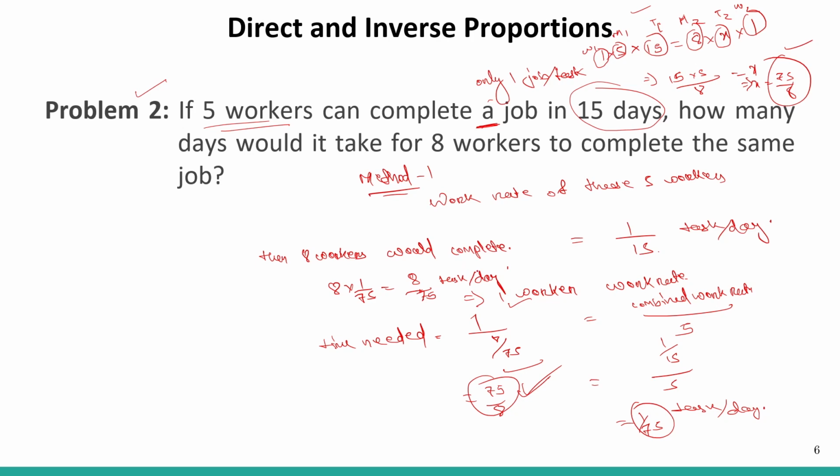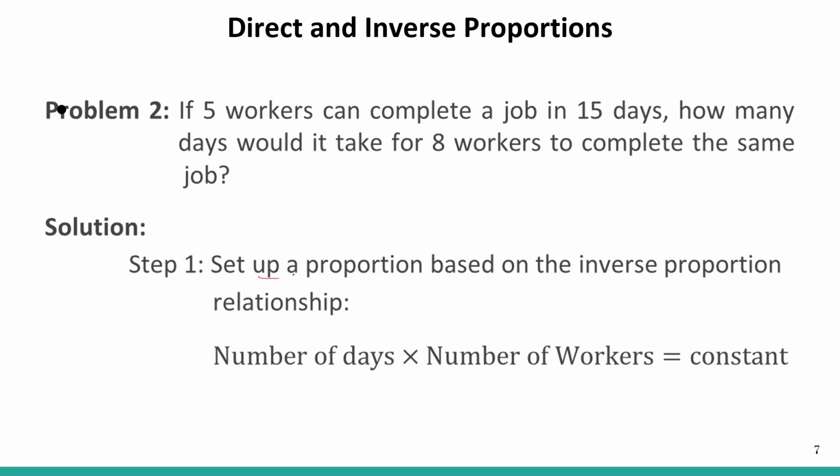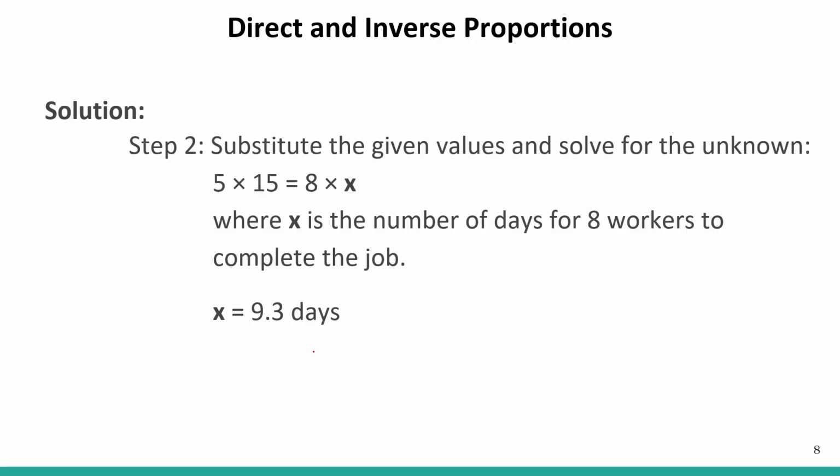So let's go forward to the step-by-step solution. Setting up the proportion based on the inverse proportion relationship: number of days into number of workers is equal to constant. That is what method 2 is applied here. That is the work time relation.